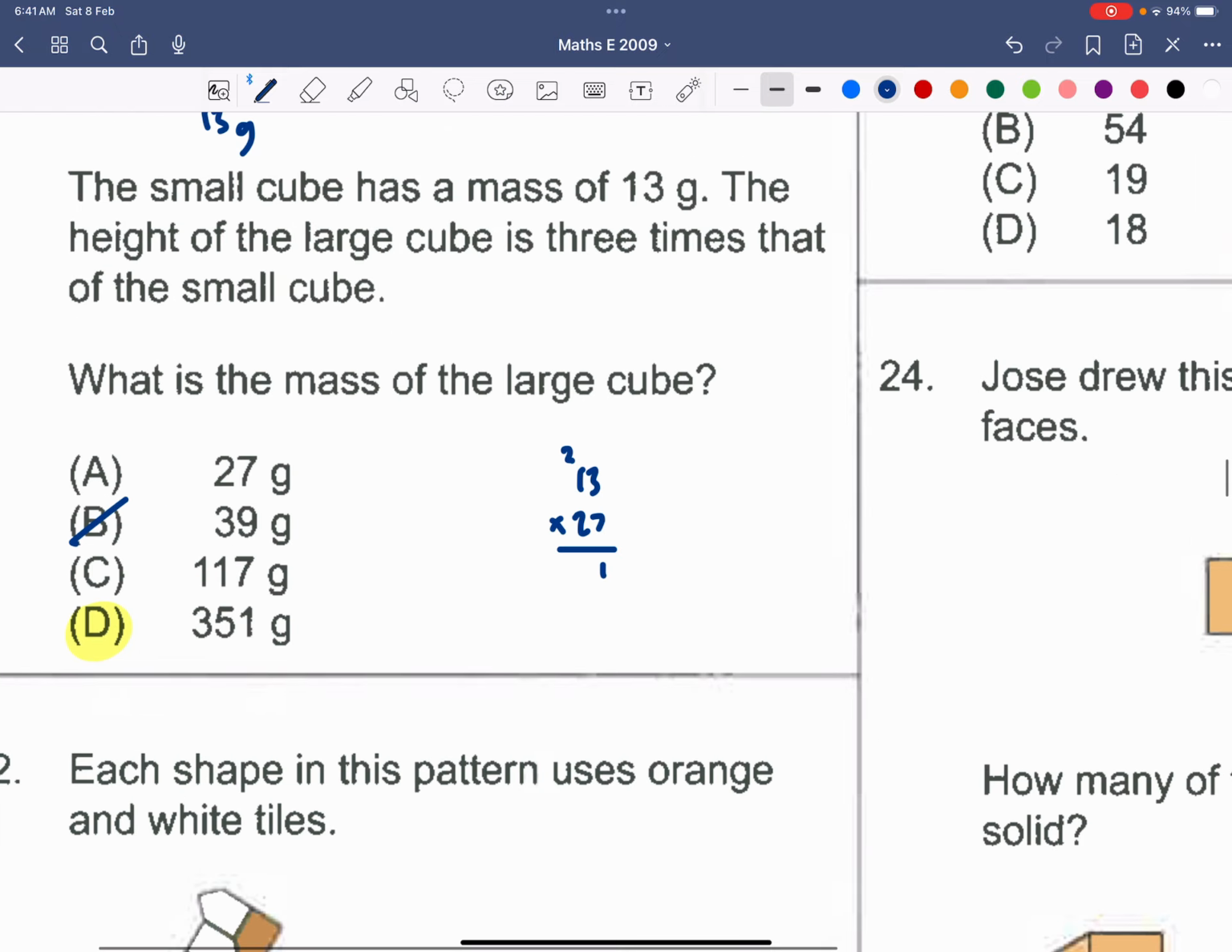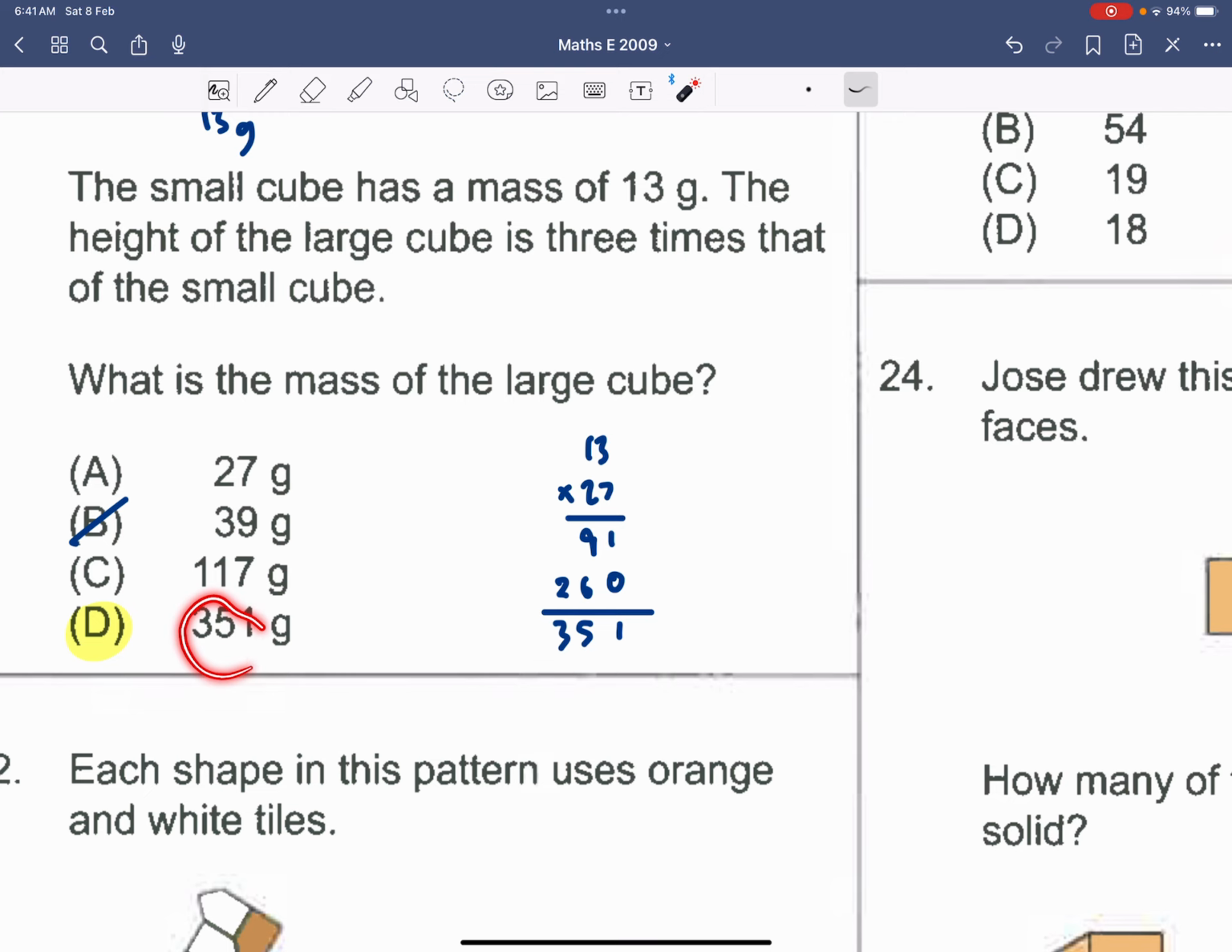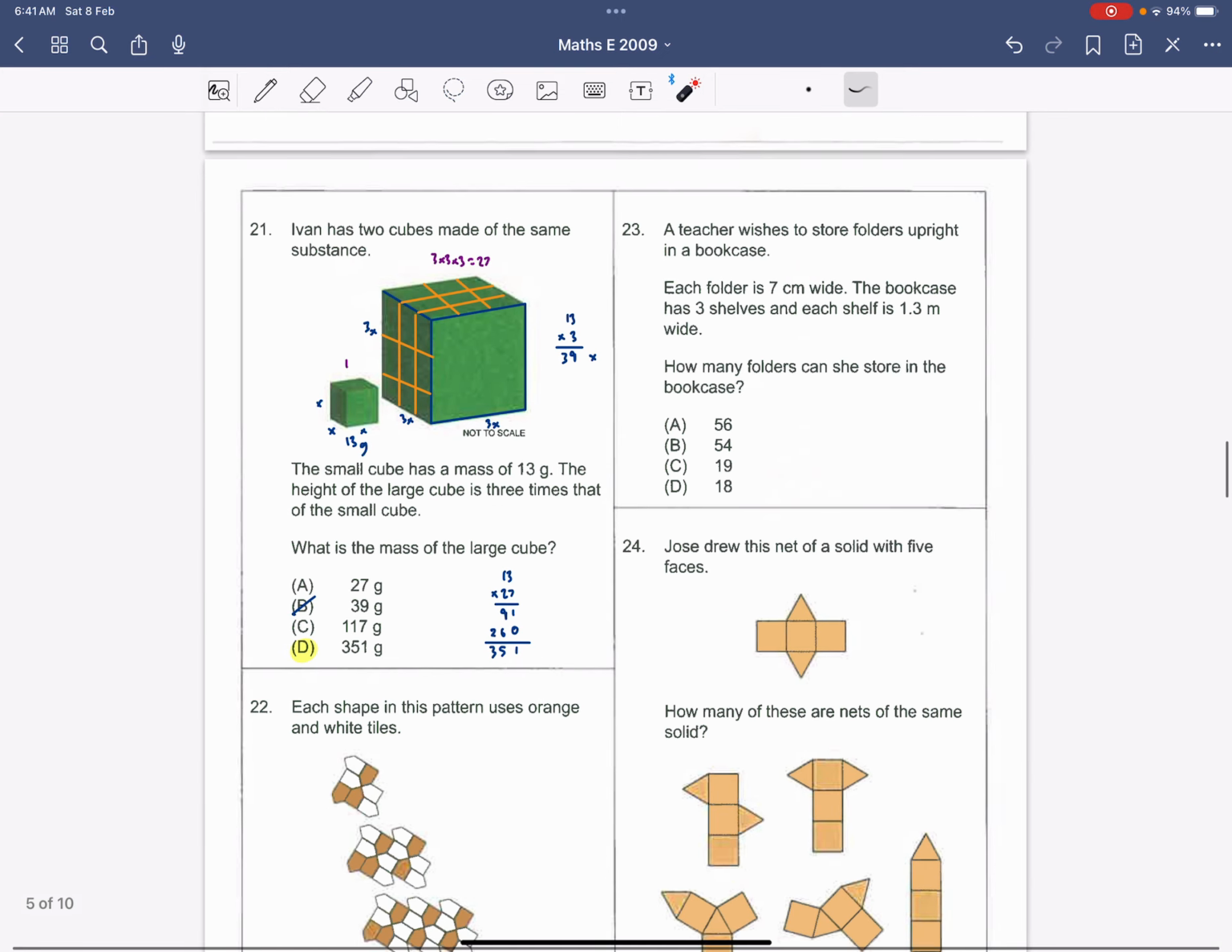So 3 7s are 21, carry the 2, 1 7 is 7, plus 2 is 9, and then carry the 0. Then 3 2s are 6, and 1 times 2 is 2. So we have 260. If we add this all up, what do we have? So 1 plus 0 is 1. 9 plus 6 is 15. 1 plus 2 is 3. There you go, 351. But we already knew the answer was 351 because of elimination of the other options.